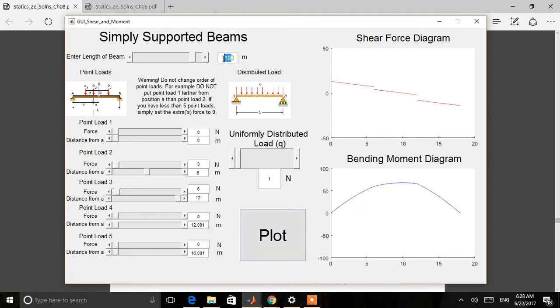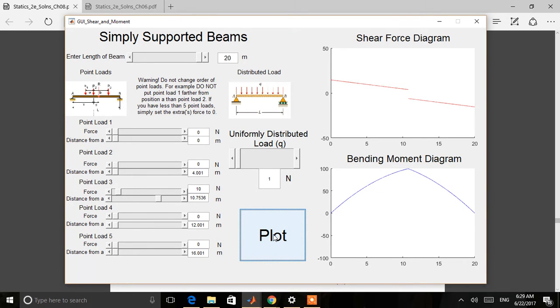So coming back, if I put my length of the beam at 20 meters, now let's put this force back down to 0. Let me show you what happens with, let's say, a force of about 10.7, that's fine. And we'll say 10 newtons down. So let's plot this.